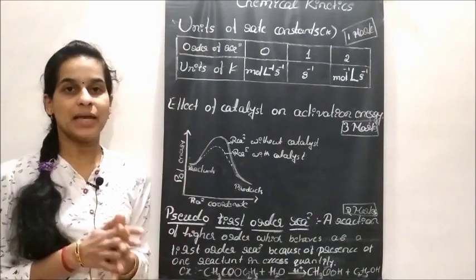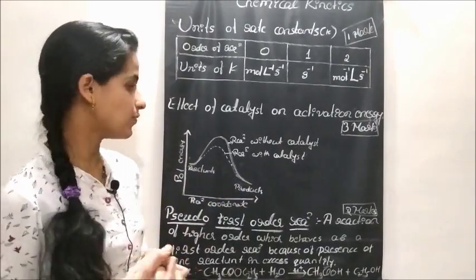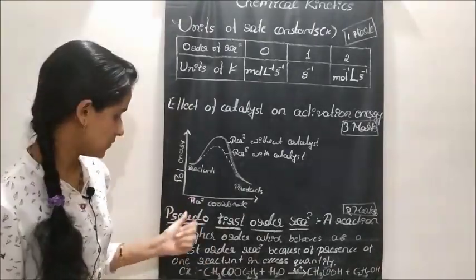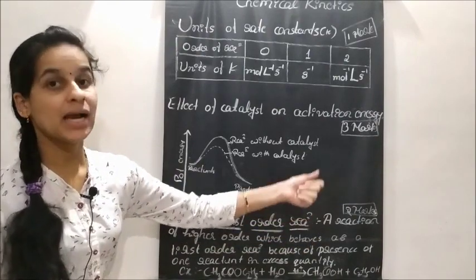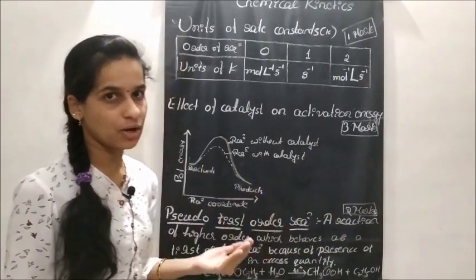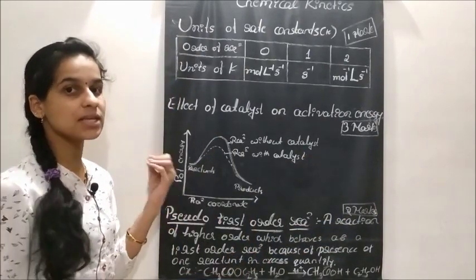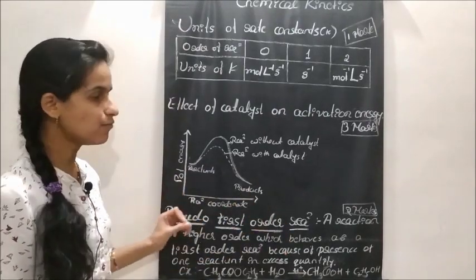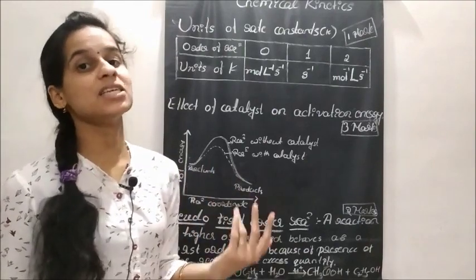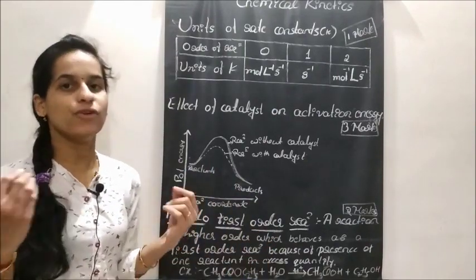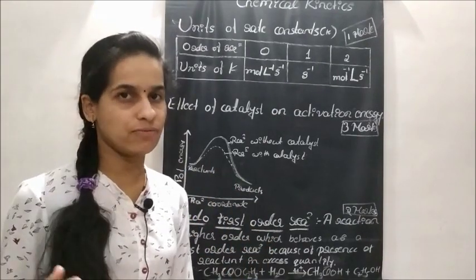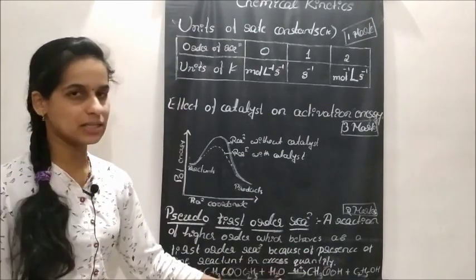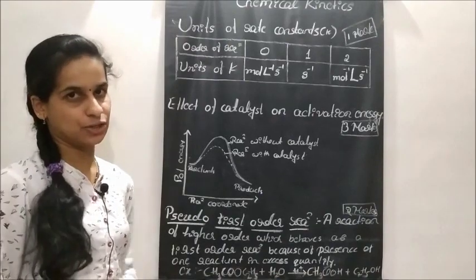So the next important aspect is the pseudo first order reaction, which may be asked for 2 marks. A pseudo first order reaction is a reaction of higher order which behaves as a first order reaction because of the presence of one of the reactants in excess quantity, or simply because one of the reactants is the solvent. An example of this reaction is the acid hydrolysis of ethyl acetate.